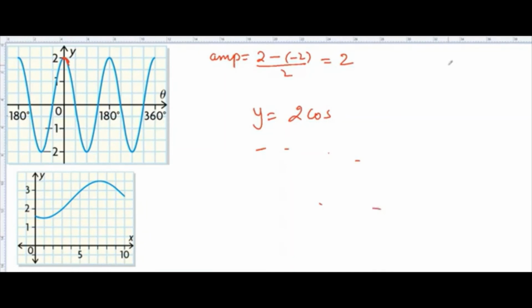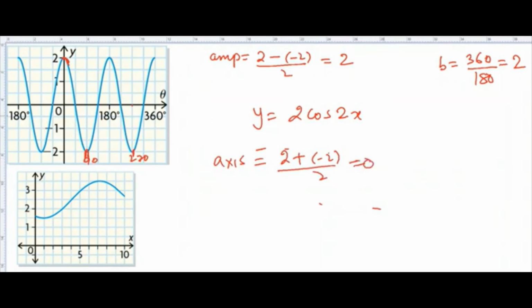Cos. Now let's find b. b equals 360 degrees divided by period. Period. Let me do this one and this one. So between 180 and 90, this will be 270 and this will be 90. Yeah, that is 90. So 270 minus 90 is 180. B is 2. 2x, and now I need the axis. Axis is maximum plus minimum divided by 2, which is 0. No need to write anything. This is the equation.